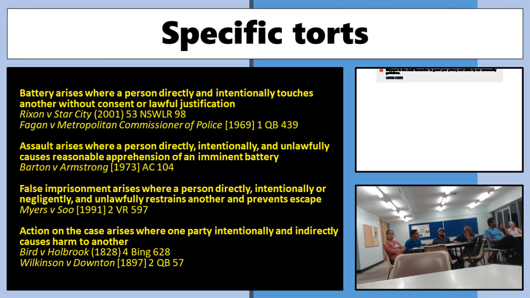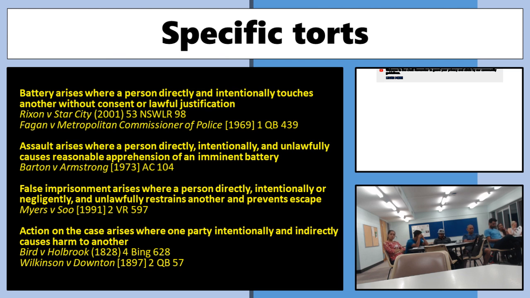Yeah, the word assault is used in two senses. In the civil sphere, the tort of assault is where you intentionally make somebody think they're about to be whacked in the head. It's the fear. You're instilling a fear of an imminent battery, which is about to get whacked. That is in the civil sphere, in the tort of assault.